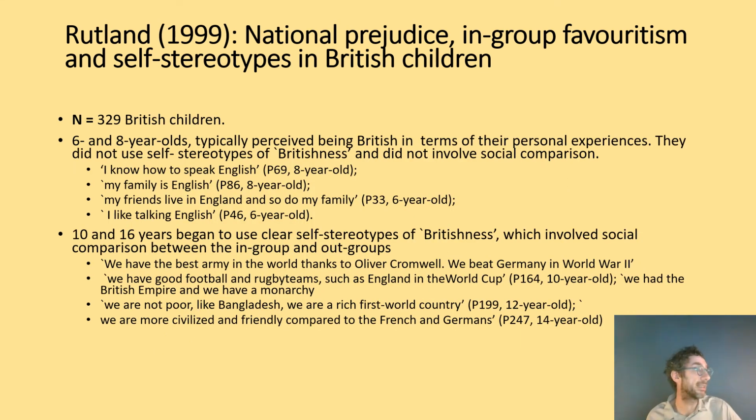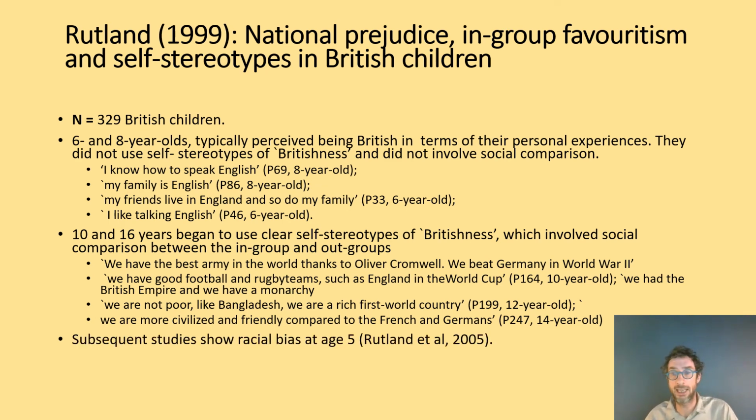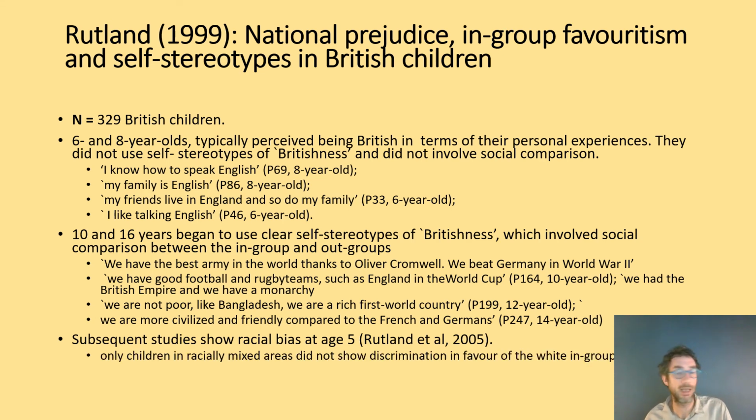Of course, sadly, there's more to it than that. In further studies, Rutland has also gone on to look at ethnic differentiation in white British participants, and shows racial bias developing even at the age of 5. So it's not just about stereotypes of Germany, but is beginning to be developed on race grounds as well. And I've just included this little extra bullet point here because of knowing what's going to come in the second video when we begin to look at mixing and contact.